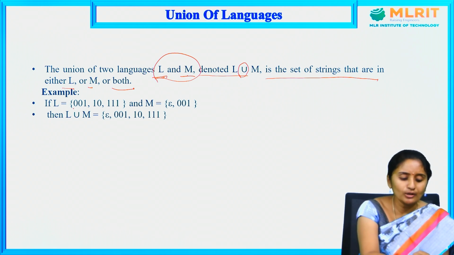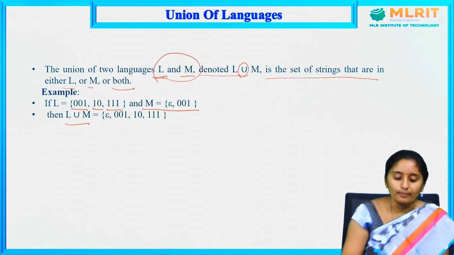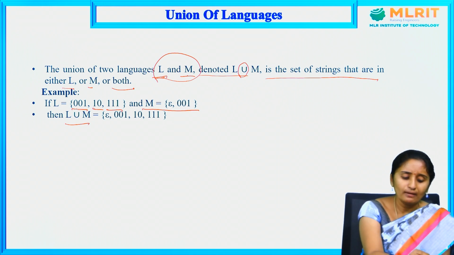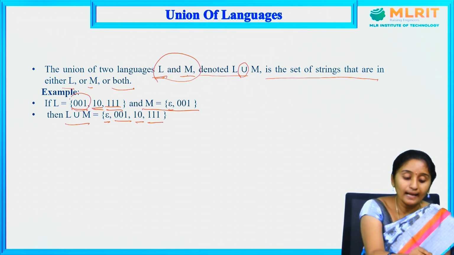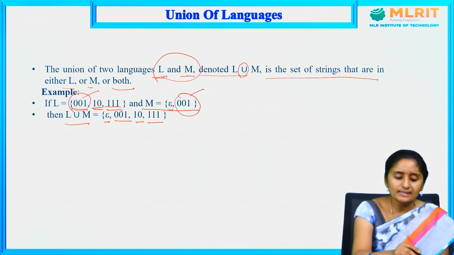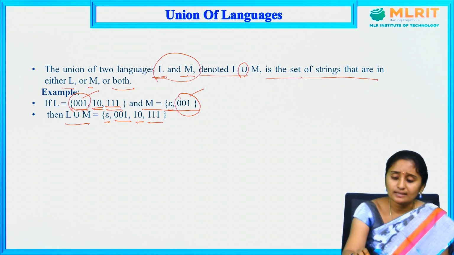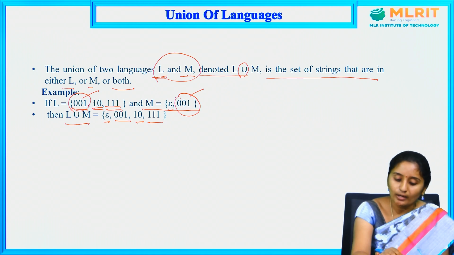So if L equals {001, 10111} is one language and M equals {epsilon, 001} is the other language, then L union M is epsilon, then 001 and 10111. But see here, in L language I have 001 and in M language I also have 001. The same string I cannot write twice. Duplicates are not allowed. So the union is the set of strings that are either in L or M or both.